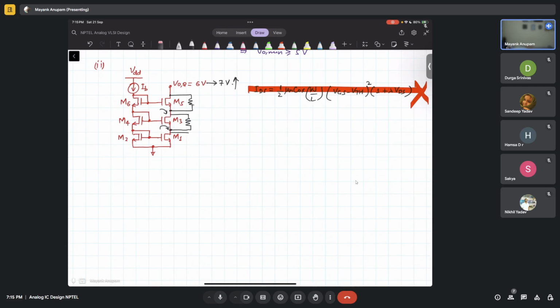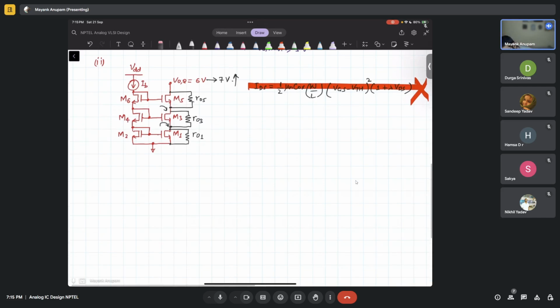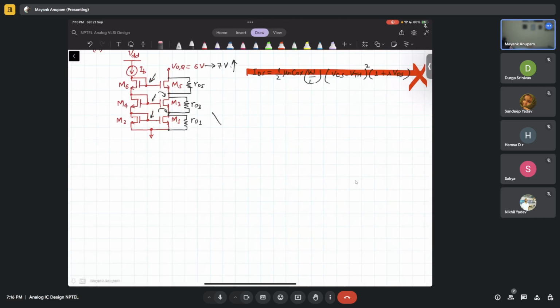For simplicity, I'm not making another circuit and drawing it; I'm just putting it here itself. You understand that this is the small signal thing I'm talking about. This is R out 5, or for simplicity just RO5. This is RO3, and this is RO1. Okay, this is the picture here. And in the small signal model, what happens to the voltages here and here and here? So tell me, how will the small signal model of this look like?